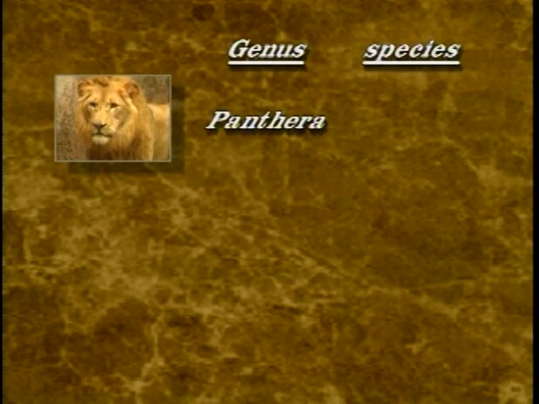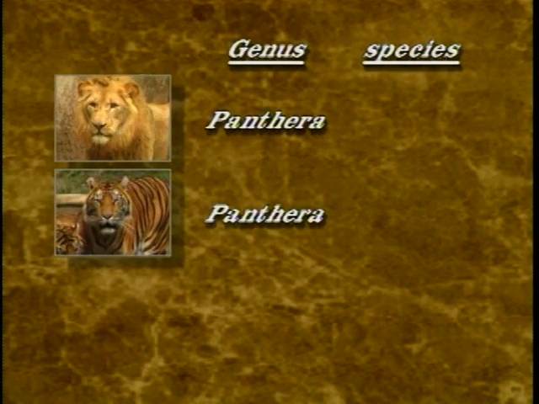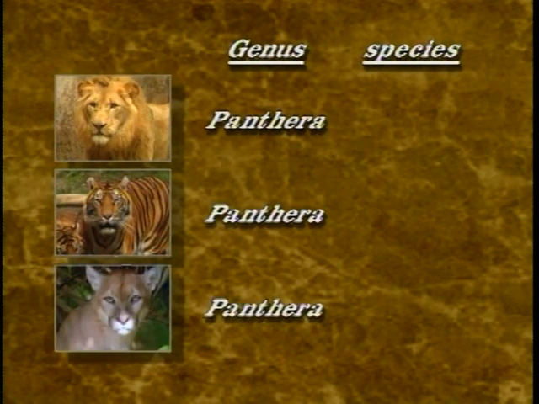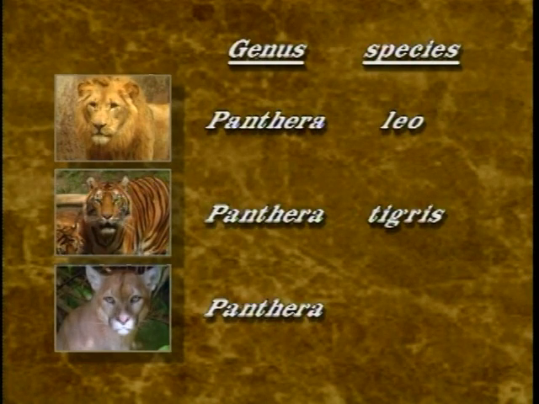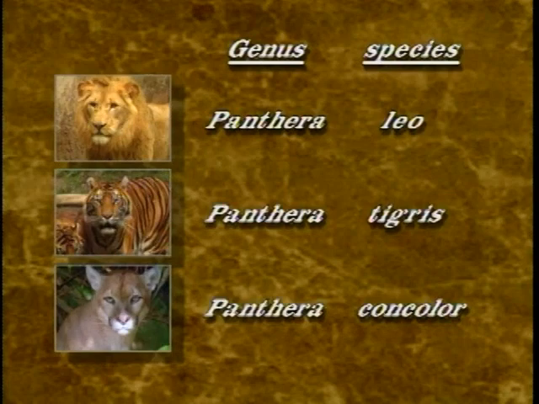The genus name is the first one, and you can think of that as being a family name, perhaps like the name Smith. The second name is the species name, and you might think of that as being, say, a given person's name. So there are lots of species within a genus, just as there are lots of Smiths. There's not only Sally Smith, there's Joan Smith and Sam Smith and so forth.